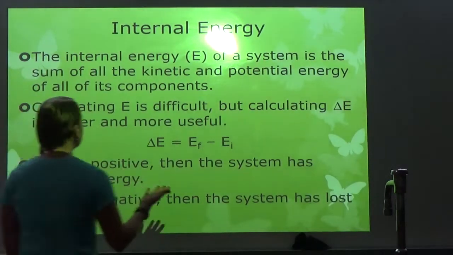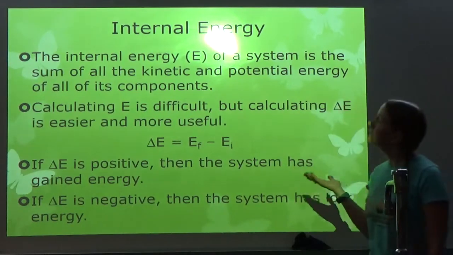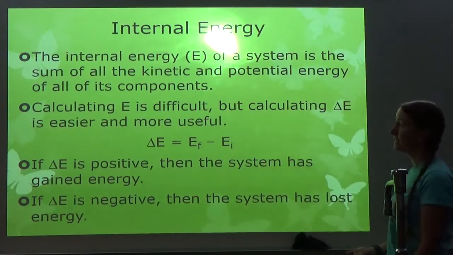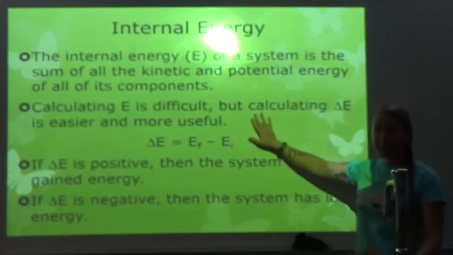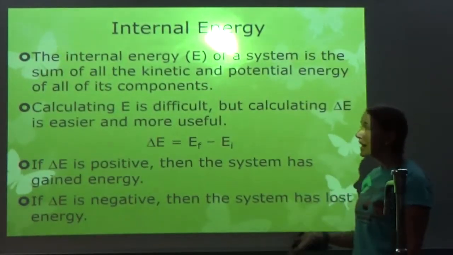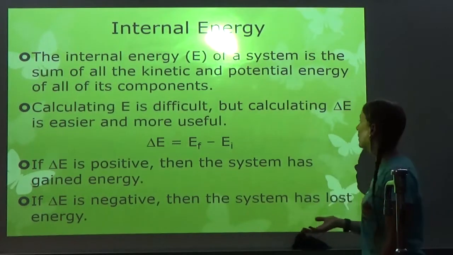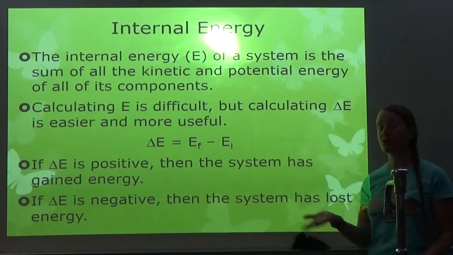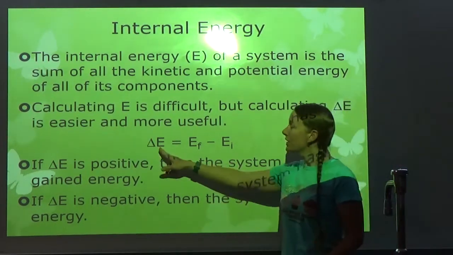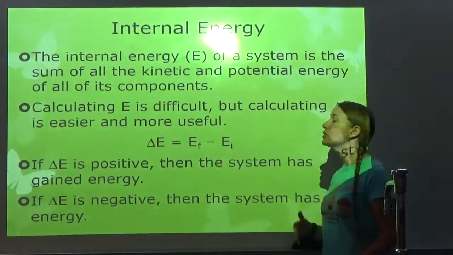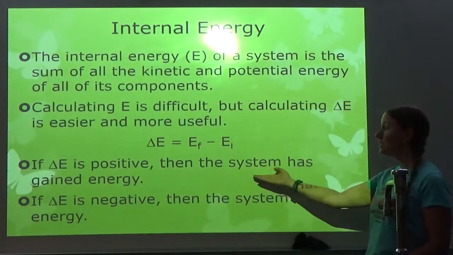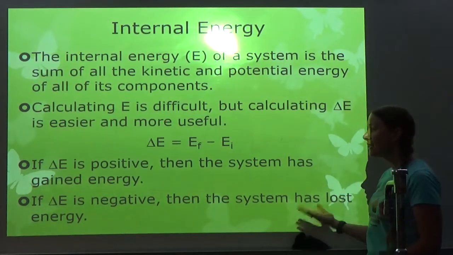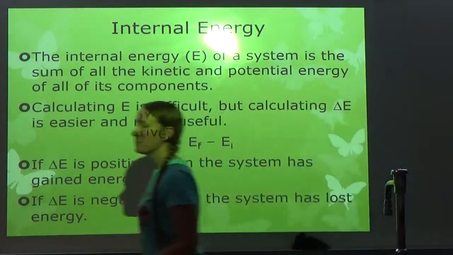All right, so the internal energy, or E, of a system is the sum of all the kinetic and potential energy in all of its components. Calculating energy by itself is difficult, but calculating the change in energy is easier and more useful. Whenever you see delta in science or in math, it means change in. So it's always final minus initial. So delta E is your final energy minus your initial energy. If delta E is positive, then the system has gained energy. If delta E is negative, then the system has lost energy.